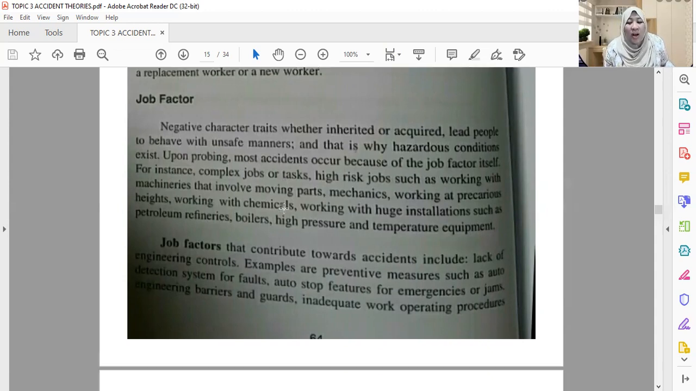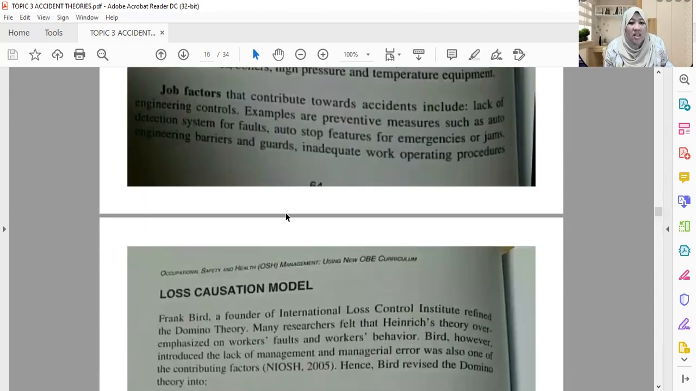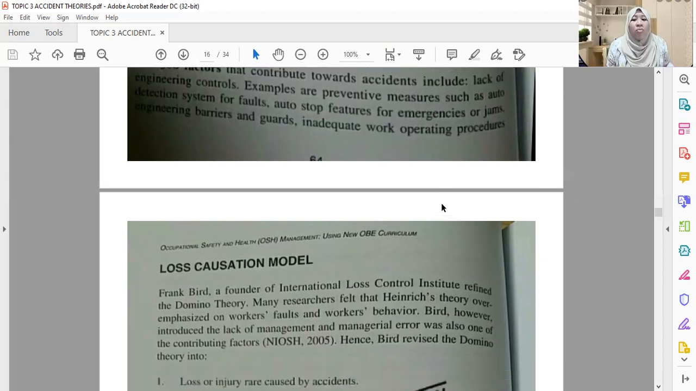Alright, and then job factors that contribute toward the accidents include lack of engineering controls. Examples are preventive measures such as auto detection system for fault, auto stop features for emergency or jam, engineering barriers and guards, and educated work operating procedures. Yeah, this can happen. Okay, alright.